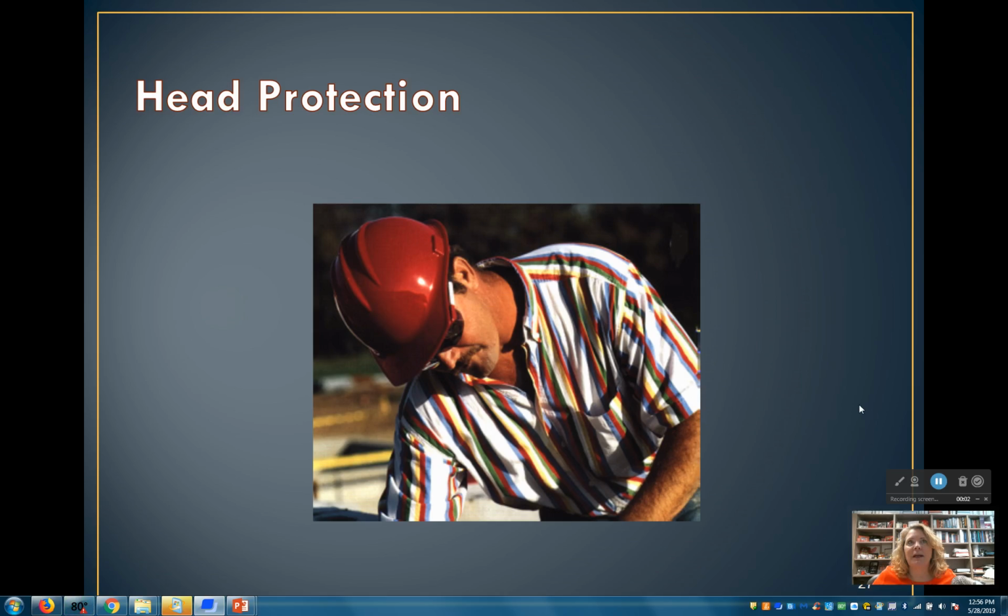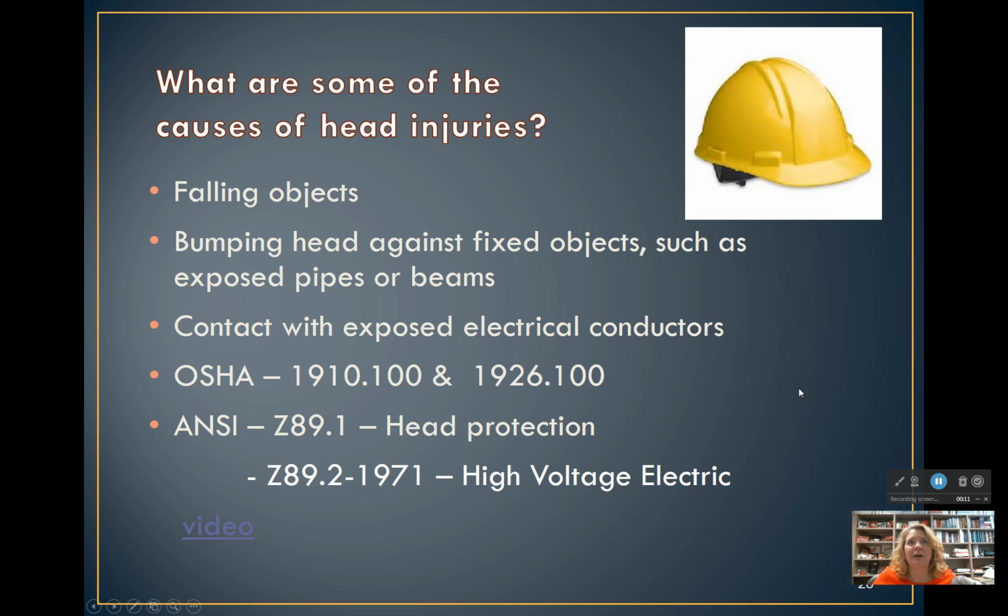Okay, so let's go ahead and go through head protection. This is going to be somewhat of a short slide, and I do have a video that goes along with it when we are talking about it. But a lot of the injuries are caused by any type of hitting their head against something. It can be falling objects. Also, contractors who hit their head and become exposed to any type of electrical conductors. In OSHA, this is going to be under 1910.100 and in 1926.100.